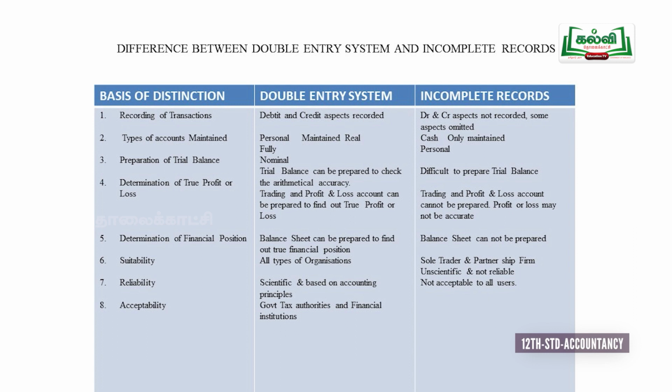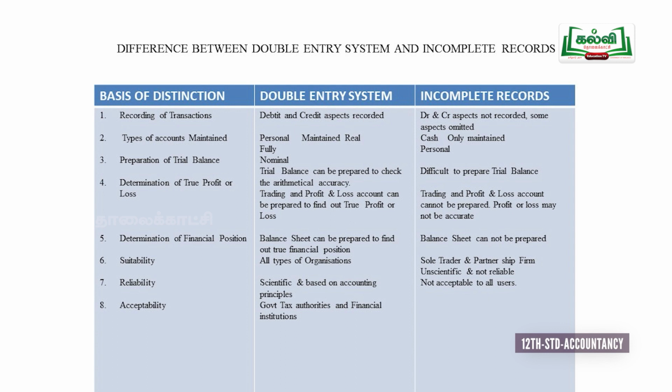Then next we pass on to the types of accounts maintained. In incomplete records, only personal accounts are maintained. In case of credit purchases and credit sales, only debtors and creditors accounts are maintained, along with cash accounts. But in case of a double entry system, all accounts are recorded. Personal account, real account, nominal account, all types of accounts are recorded as per the accounting standards.